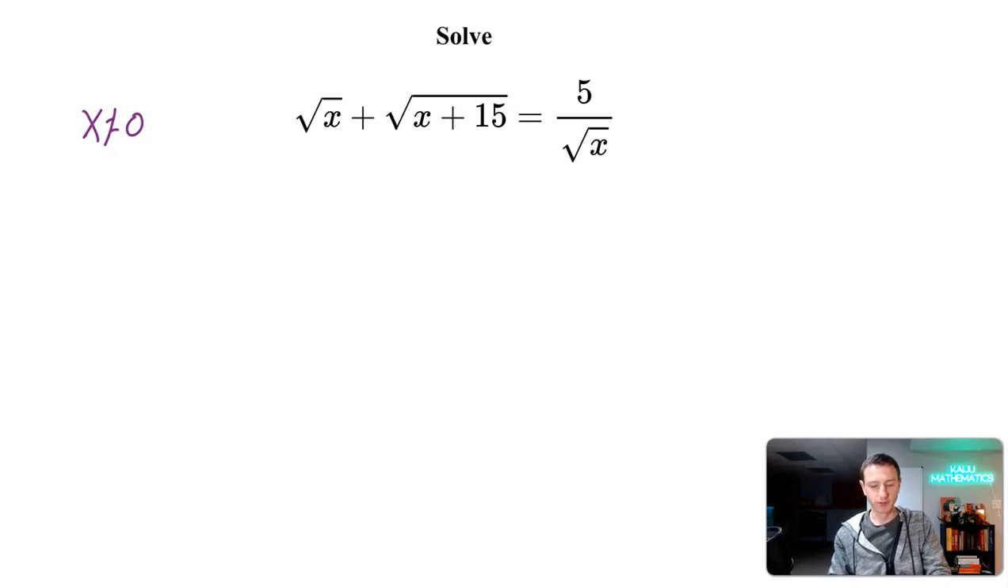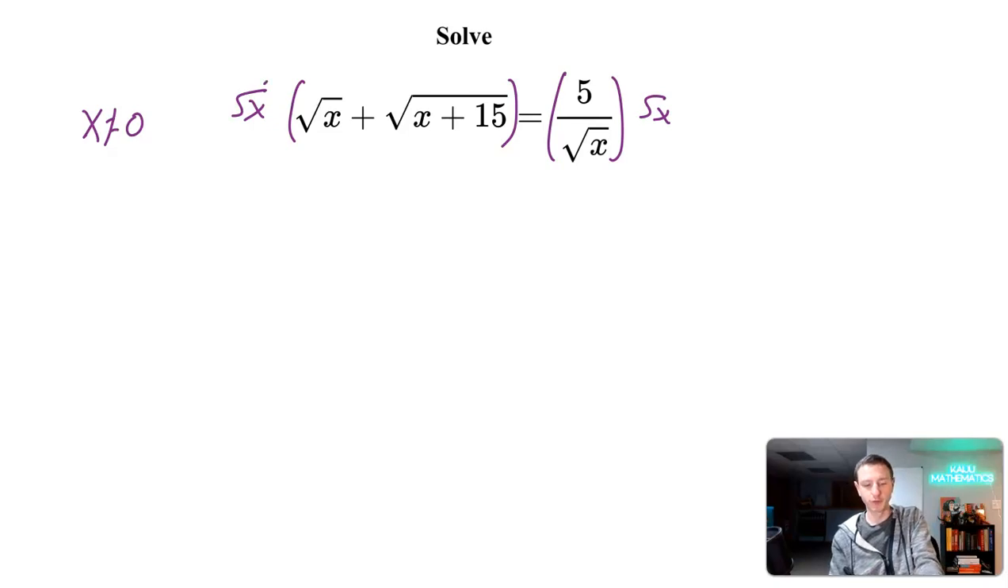So let's just now start to go through it. My first step, I'm going to multiply each side by the square root of x, because I want to get rid of that square root of x. Now, are there other ways? Yeah. But I'm going to get rid of that square root of x by multiplying by the square root of x. So I'm going to do square root of x times the square root of x plus 15 equals square root of x over square root of x. So that's going to cancel out over there, leaving us with just 5.